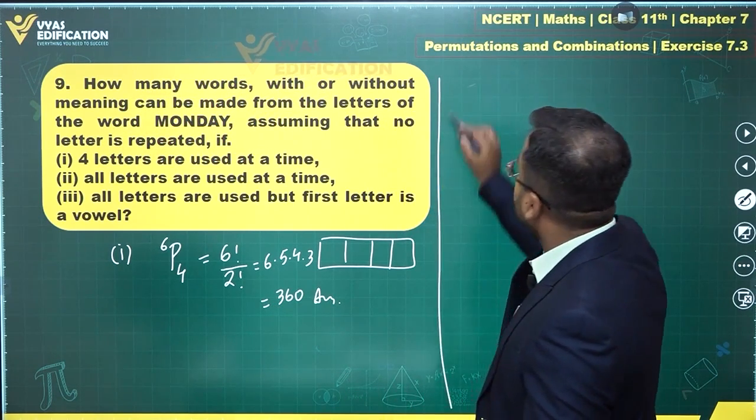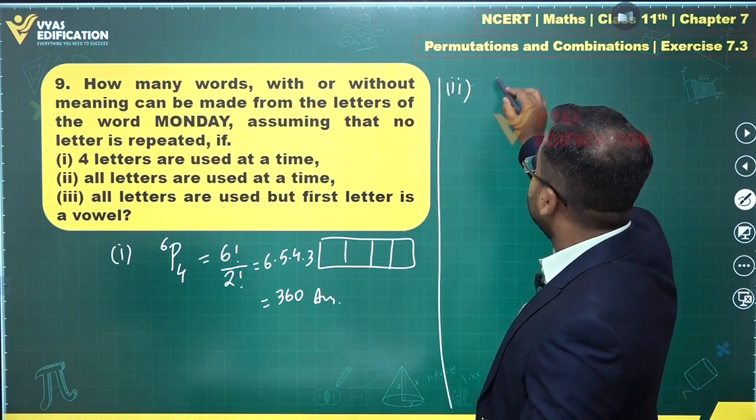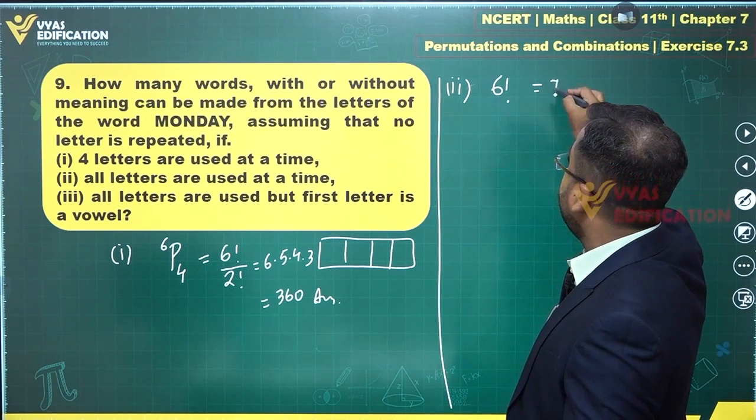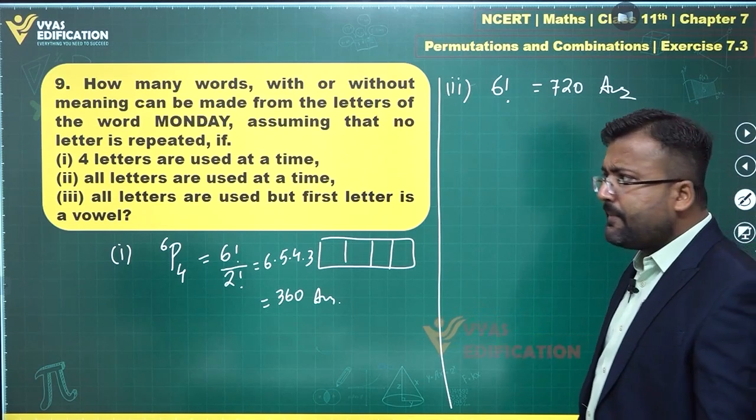For the second part, what do we have? All letters are used at a time. So in this case, you'll have 6 boxes and 6 places. There's 6 factorial, which is 720 ways. That's the answer. Very simple.